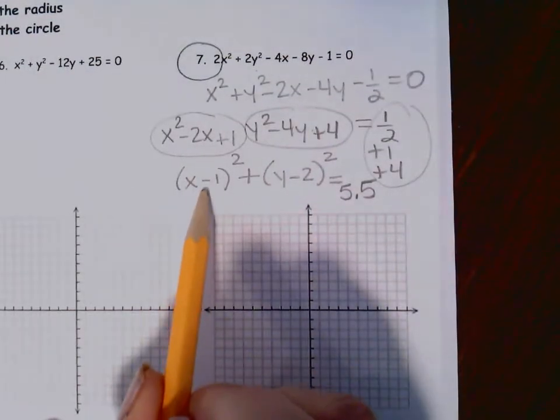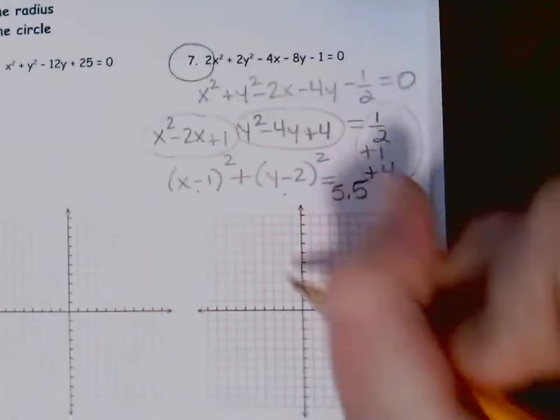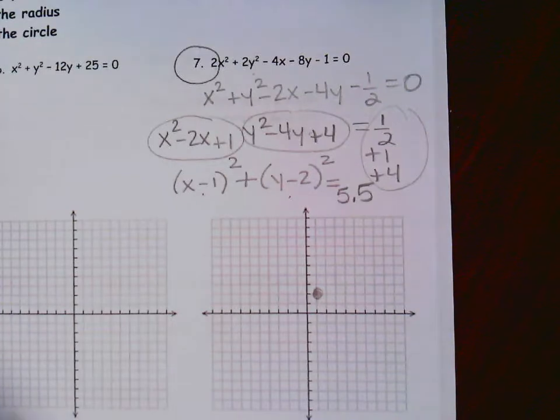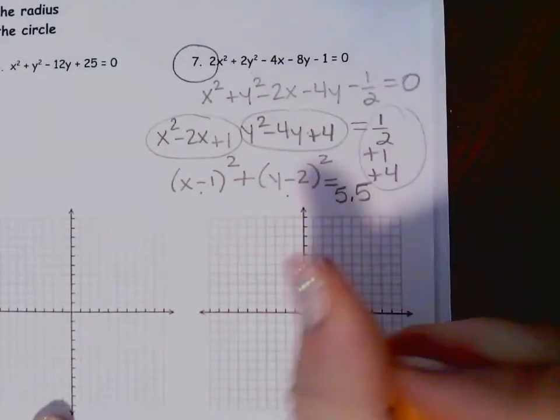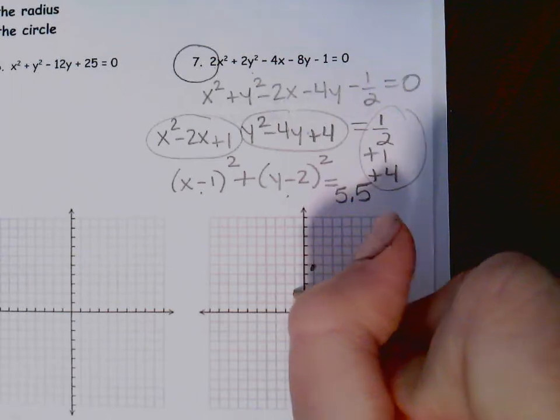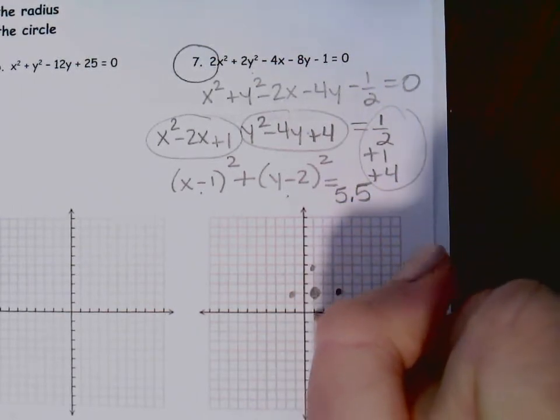Then I want to graph my circle. So I'm going to go right 1, up 2. Right 1 and up 2 is the center of my circle, and I need to take the square root of 5.5 to find the radius. So the radius is about 2.3. I'm going to go 2.3 in each direction and draw in my circle.